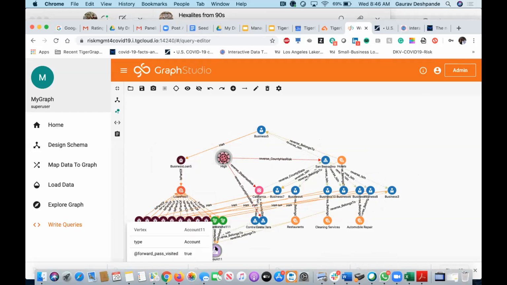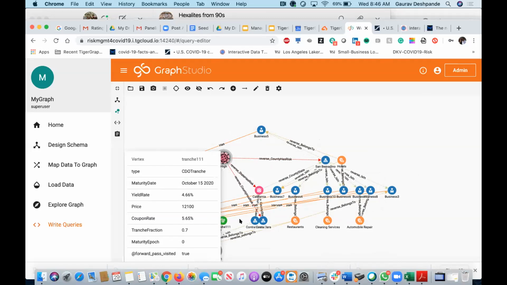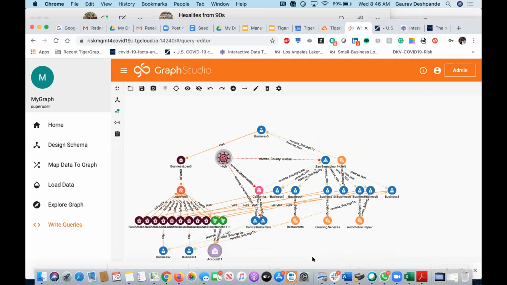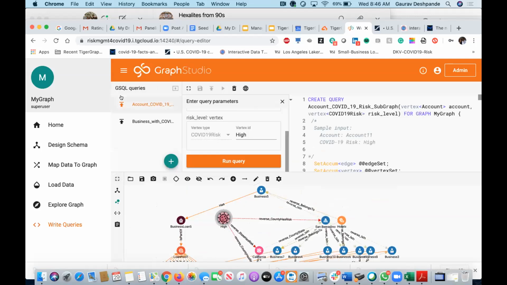So this particular account had tranches that are considered to be very high quality. It's likely that those tranches now have to be downgraded in terms of risk, based on the new picture that has emerged. So this is just an example of a type of query that you can write. I will send out the link to this so you can check out the query yourself. I'm not going to walk through the GSQL today.